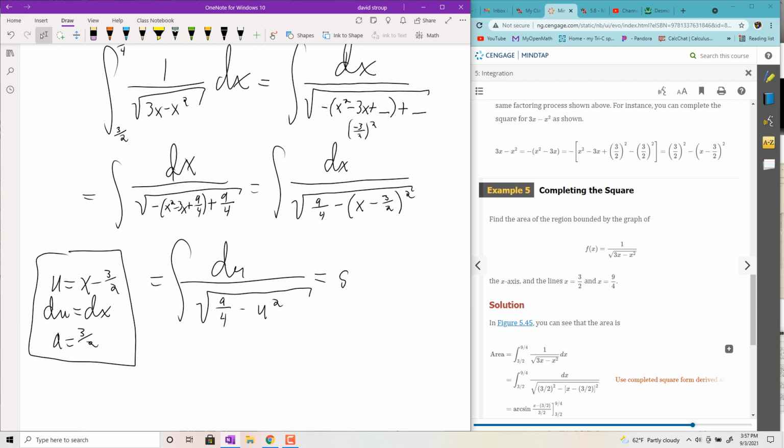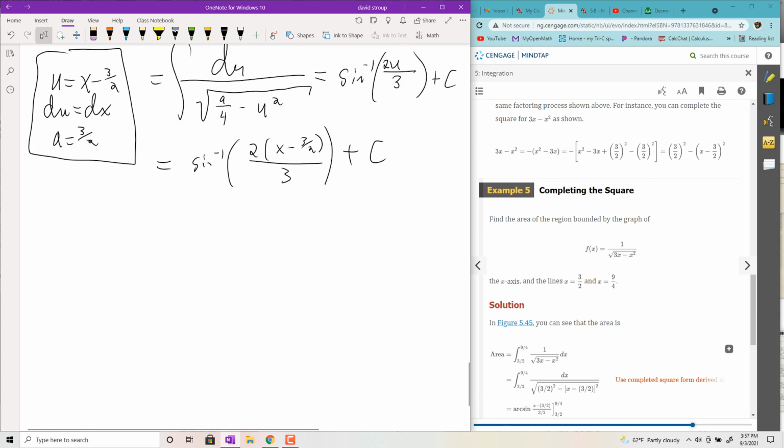So that will be sine inverse of u all over a. So 1 over 3/2 is the same as 1 over 3 over 2, which is 2/3, right? Plus c, and then back sub the u value. So we have sine inverse of 2 times x minus 3/2 all over 3. You can distribute the 2 and get rid of the ugly complex fractions: 2x minus 3 all over 3 plus c.